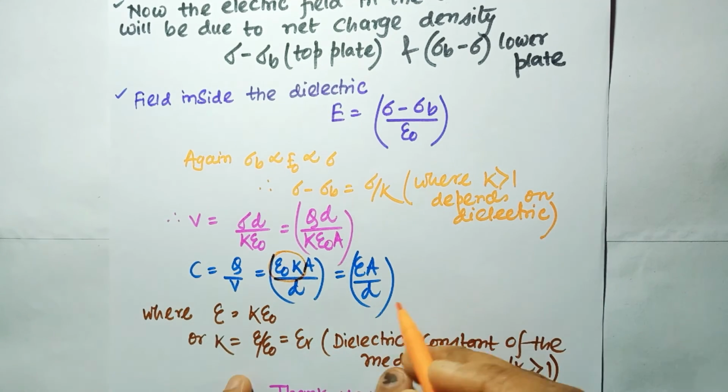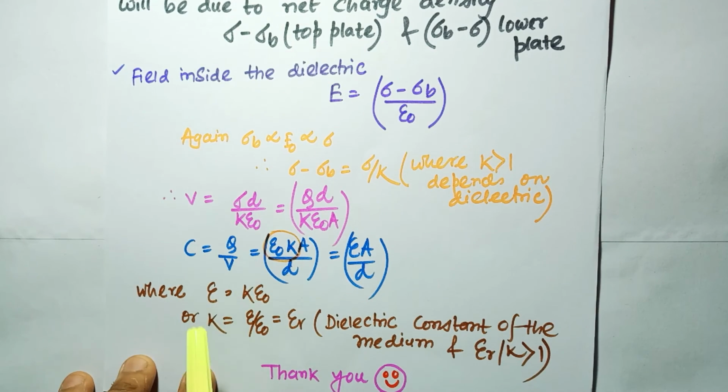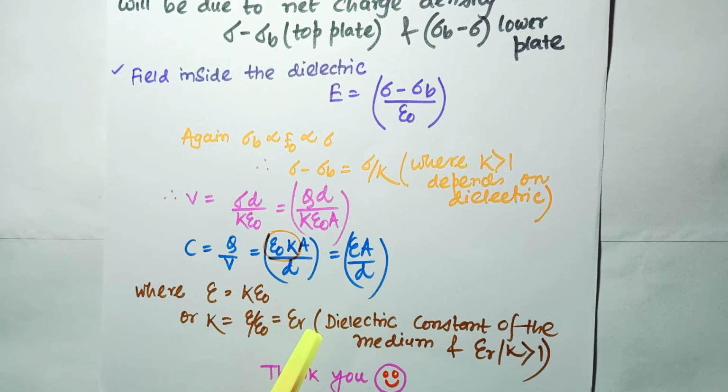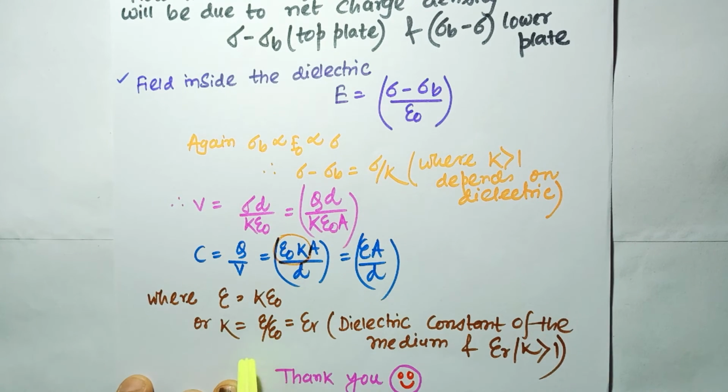I define this quantity epsilon naught k as epsilon, so the capacitance is epsilon A by d. You can see that I have chosen epsilon equal to k times epsilon naught. Then k is equal to epsilon by epsilon naught. It is called epsilon r, the dielectric constant of the medium, and epsilon r or k is greater than 1.